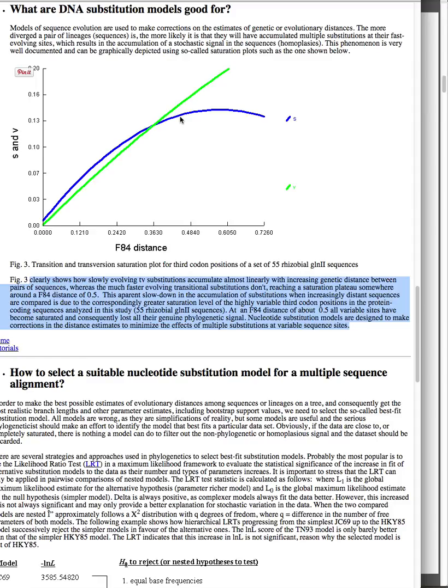in these increasingly divergent pairwise species. So what's happening there to get this slowdown in the accumulation of transitions is saturation. That's evidence of saturation. So I think you guys can understand that now.